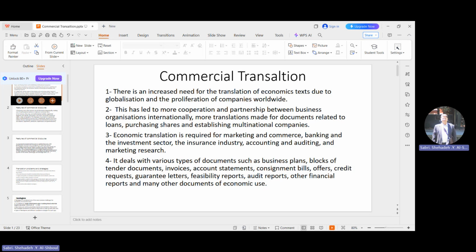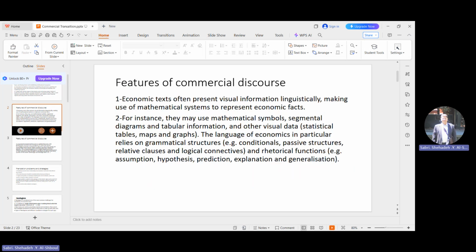Here we find that it deals with various types of documents, such as business plans, tender documents, invoices, account statements, consignment bills, offers, credit requests, guarantee letters, feasibility reports, audit reports, and other financial reports, and many other documents. So we have an overview of this type of commercial translation, and we also shouldn't forget cultural mediation, which is very important in the sense that commercial translators also serve as cultural mediators, ensuring that texts are both linguistically and culturally appropriate for the target audience.